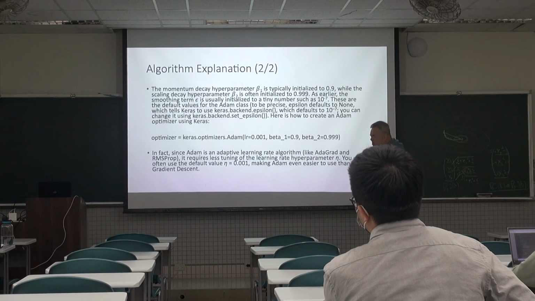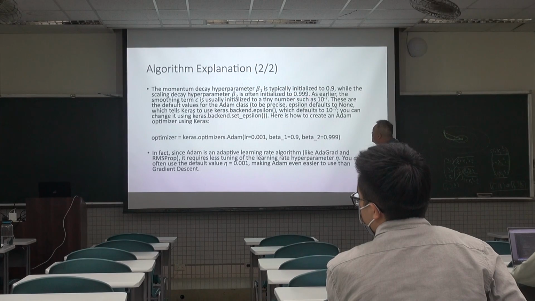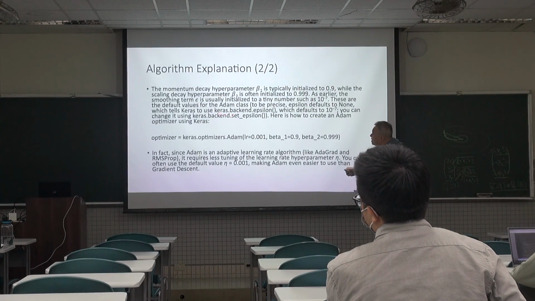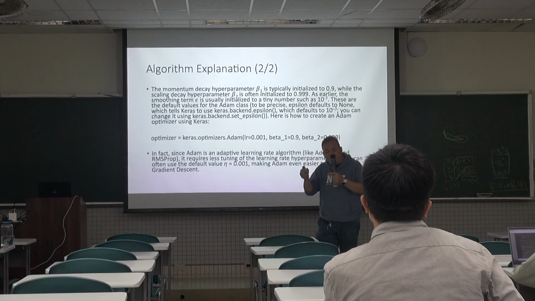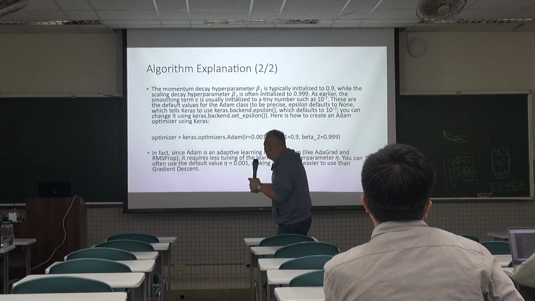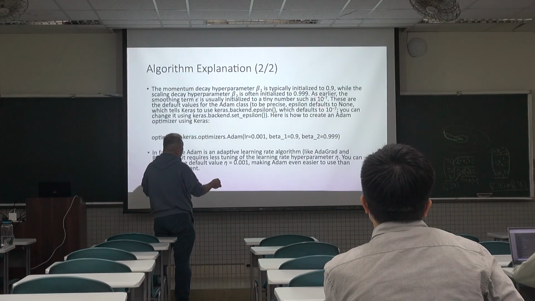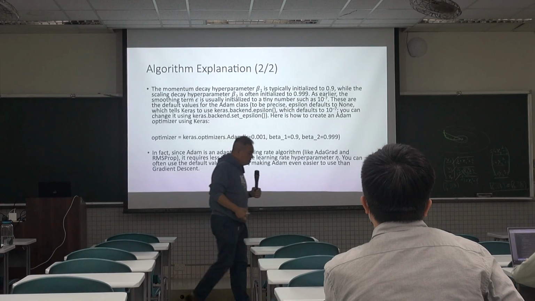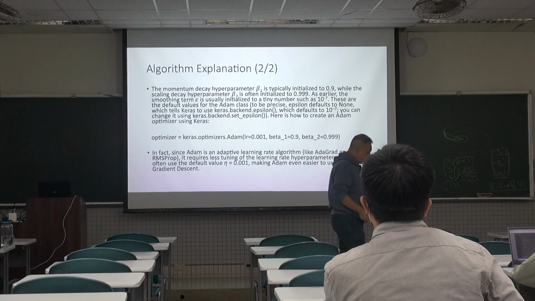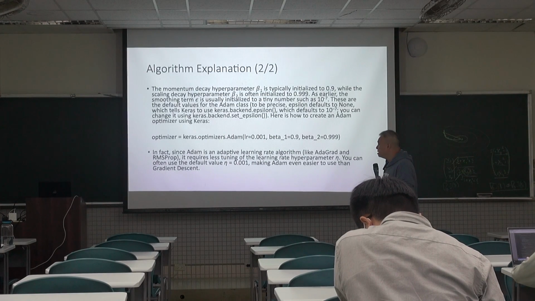used in the RMSprop. Here is usually set to 0.999. And the epsilon, remember the epsilon we use to avoid dividing by 0, is usually set to 10 to the power negative 7. Well, yeah, they are hyperparameters, but we normally do not need to tune those hyperparameters.